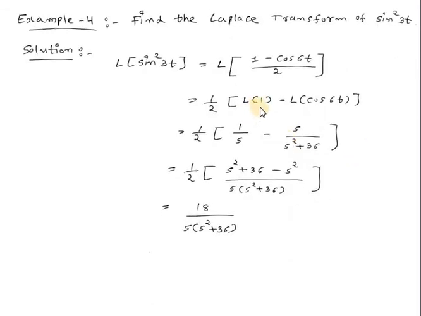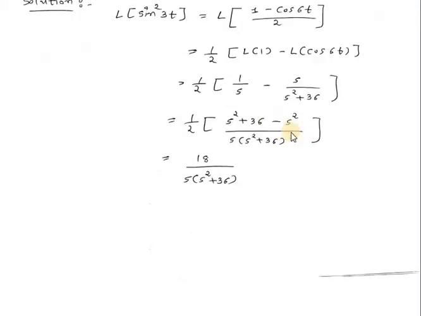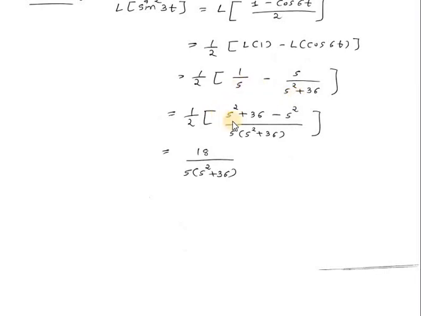Now Laplace of 1 is given by 1 divided by s, and Laplace of cos 6t will be s divided by s square plus 36, because here a is 6. So if we simplify it, then it will be s square plus 36 minus s square divided by s into s square plus 36. So s square cancels out, and 36 divided by 2 will be 18. So the final answer will be 18 divided by s into s square plus 36.